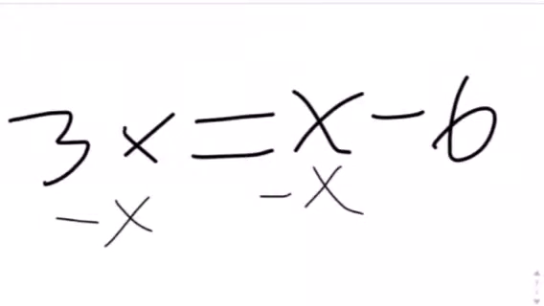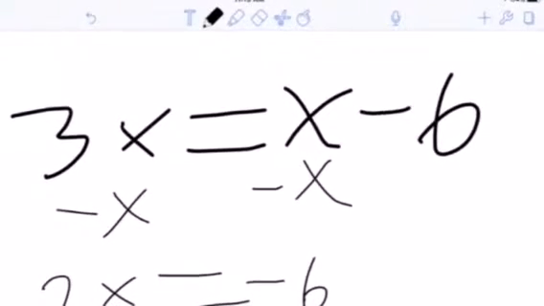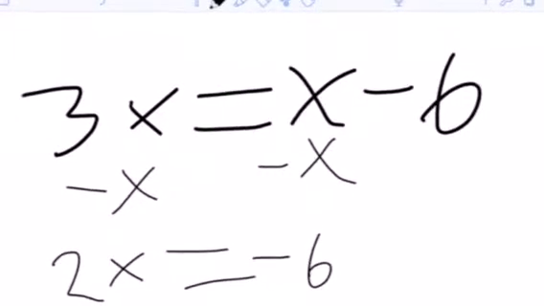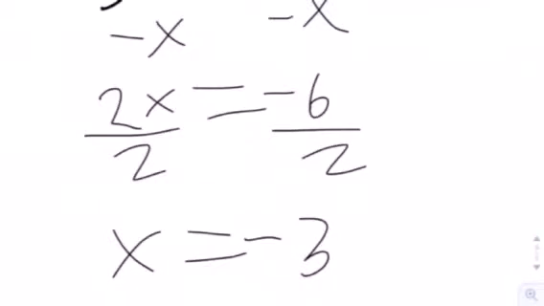This is the example of 3x equals x minus 6. You have to subtract x from each side, which will even out both sides. Then it is 2x equals negative 6. This will make it a lot easier. Then you divide by 2 each time, getting the x alone. x equals negative 3, and that's the answer.